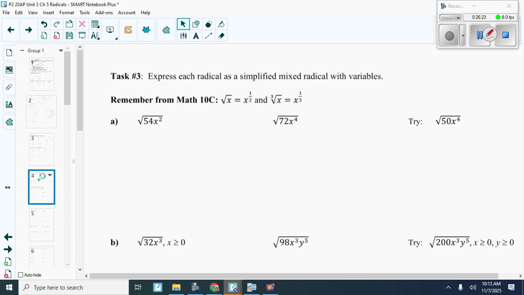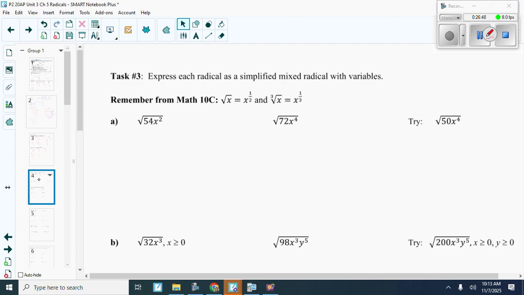Express each radical as a simplified mixed radical with variables. So now we're going to be breaking apart our radicand. Our radicand is going to have a number. Do we have to show one of those two steps on the last page? No, if it helps you be organized, but if you've got this one, you just write it down as a full-on one.